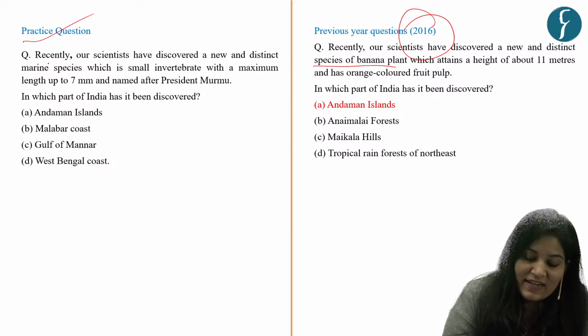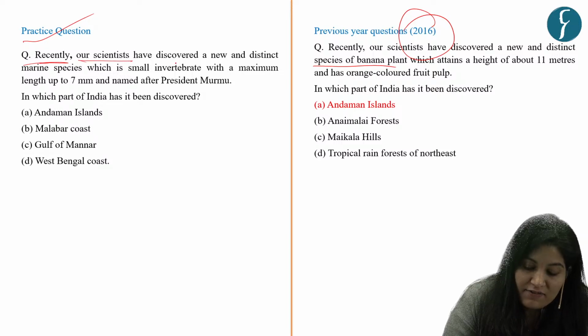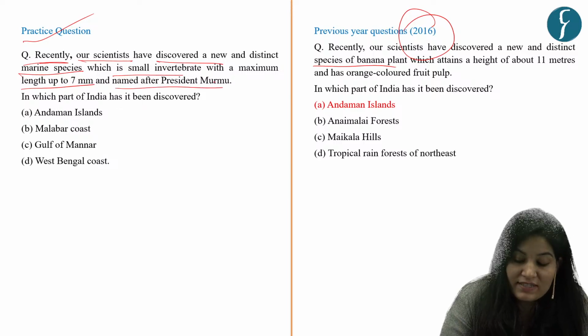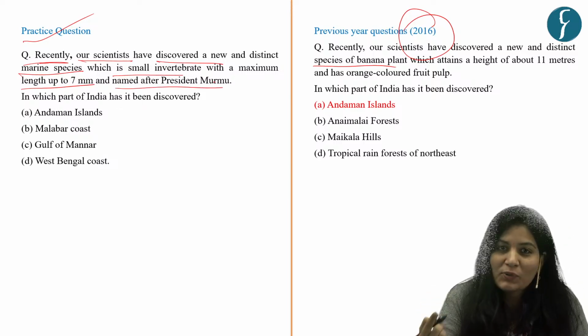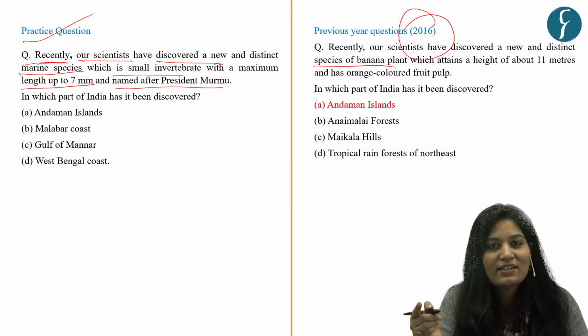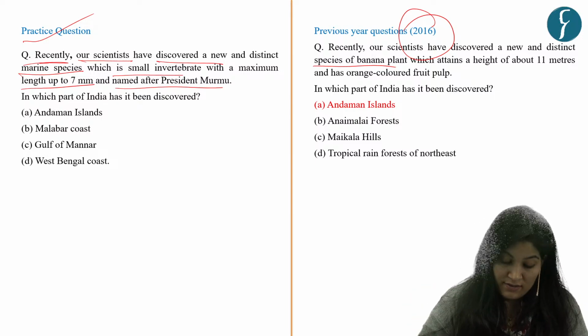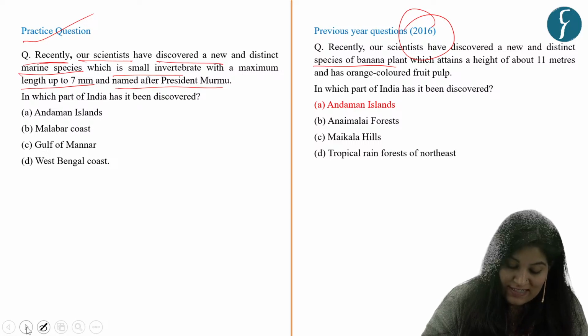The question says, recently our scientists have discovered a new distinct marine species which is a small invertebrate with a maximum length of 7 millimeter and named after President Murmu. Now you know the answer. So if you know the answer, write it in the comment box. And that's all about this sea slug.